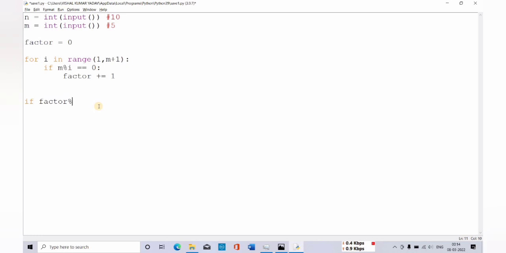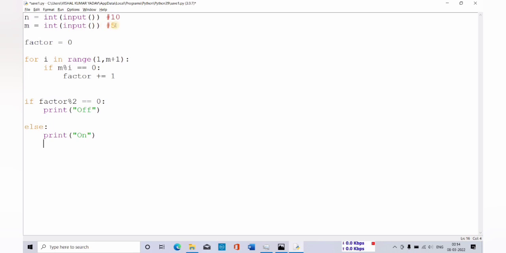And now, if factor percentage 2 is equal to 0, then print off, else print on. That's all. Why am I doing this?